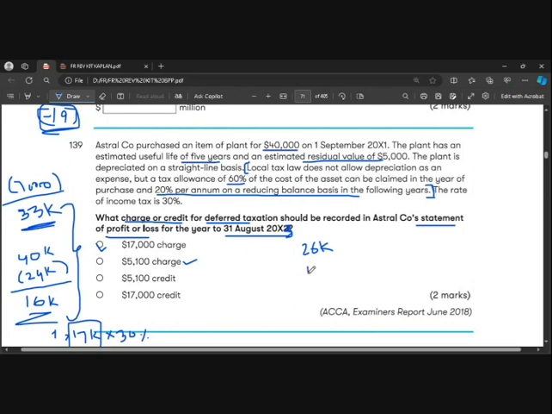Okay. So again, here's the difference. You have to find the difference, and how much is the difference? 13.2. So this is the taxable temporary difference. Multiplied with the tax rate, you will get the amount that should be charged to SOPL. Understood? Are you clear with this question, or do you want me to explain it again?